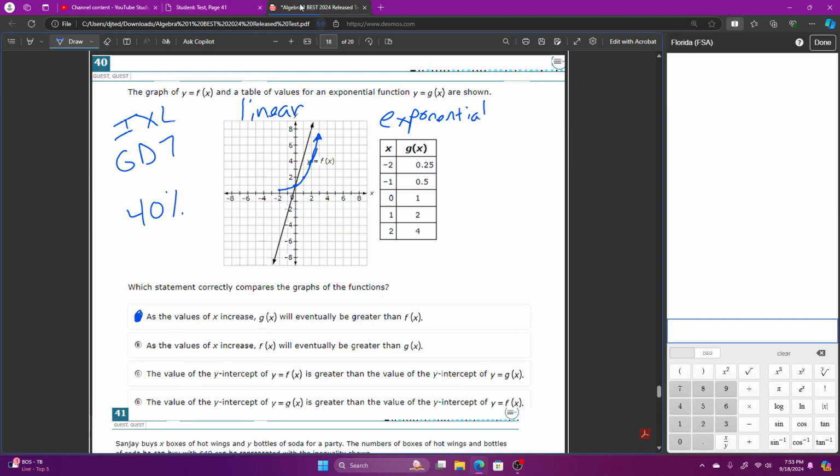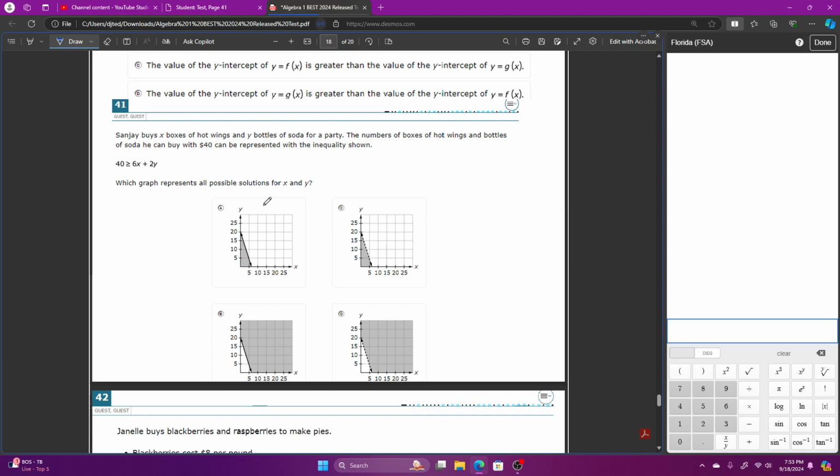And moving forward to question number 41. Sanjay buys x boxes of hot wings and y bottles of soda for a party. The numbers of boxes of hot wings and bottles of soda he can buy with $40 can be represented with the inequality shown. Which graph represents all possible solutions for x and y?